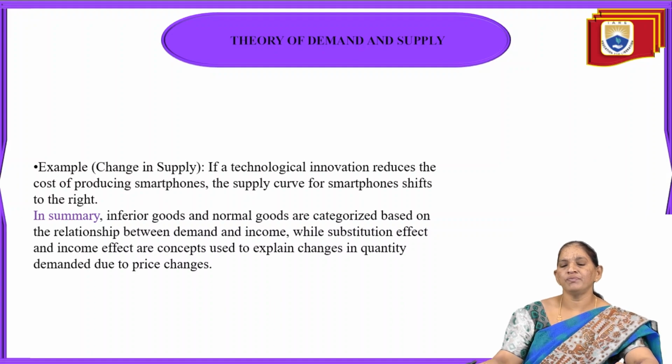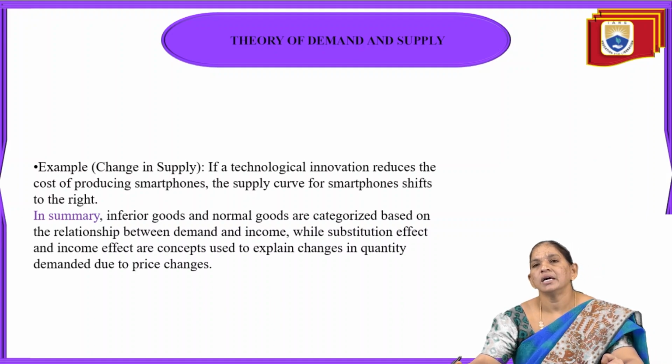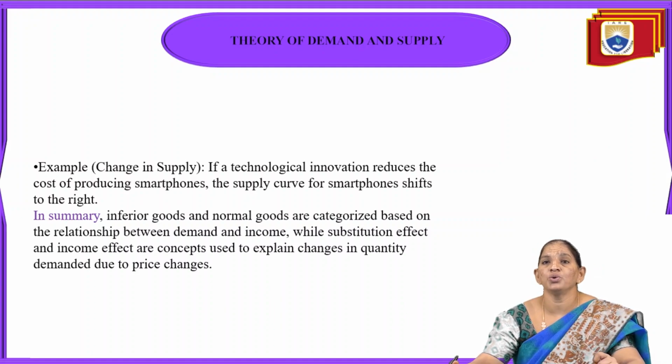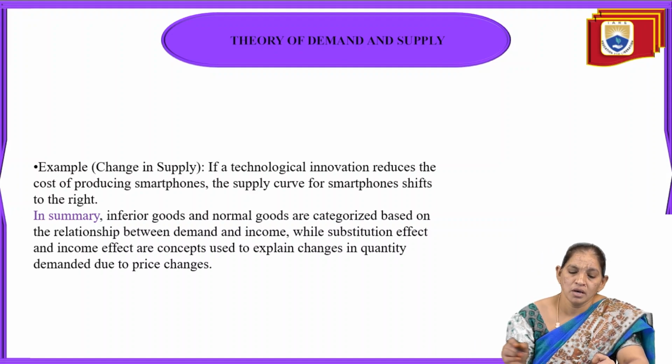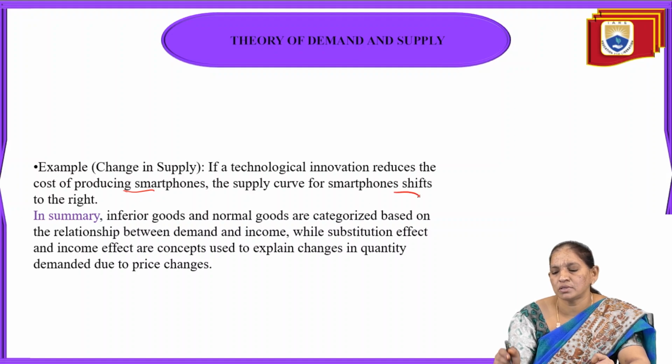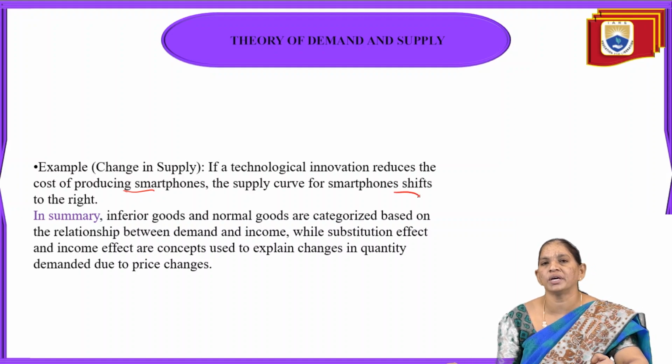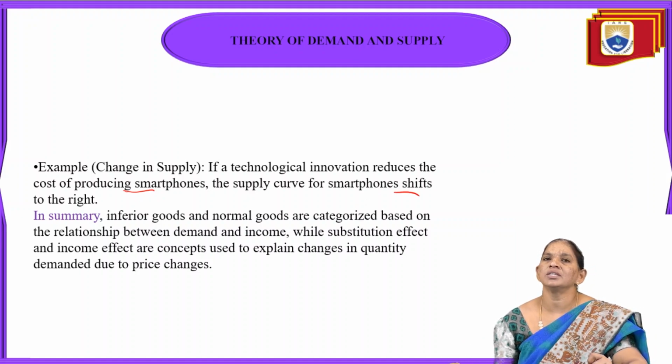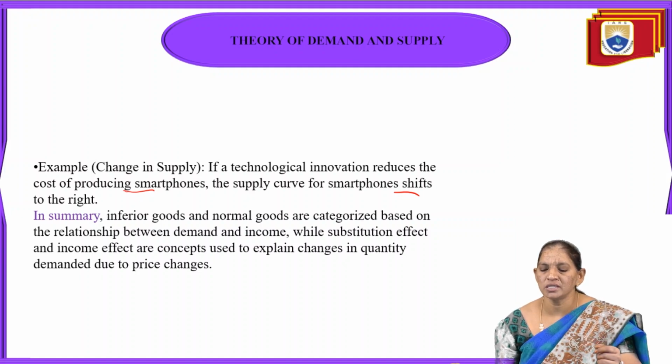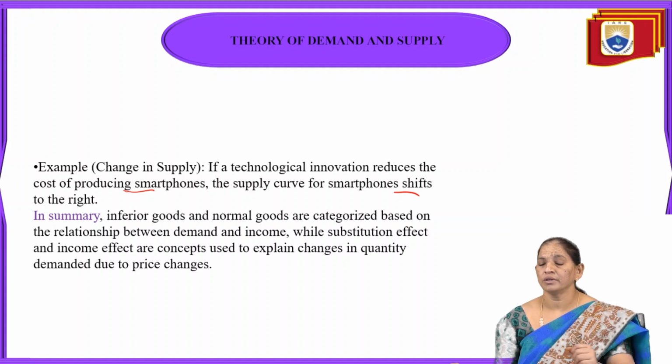The example for change in the supply is, if technology or innovation reduces the cost of production of these smartphones, the supply for the smartphones will shift to the right. Means the change in the supply, as we can say that innovatively the cost decreases, here the prices will also increase and supply will also increase.